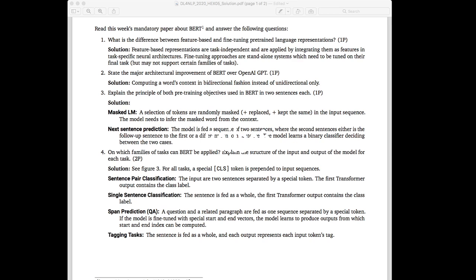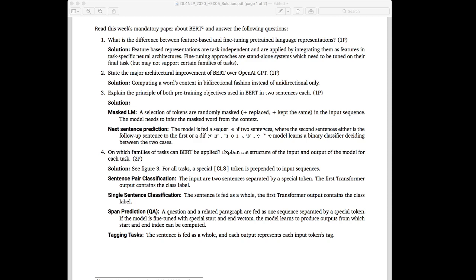So usually we use the first token, the CLS token, as the sentence embedding to represent the whole sentence. Then we feed that sentence embedding into a linear classifier, which can do some label predictions. The second is single sentence classification. This is almost the same as sentence pair classification.